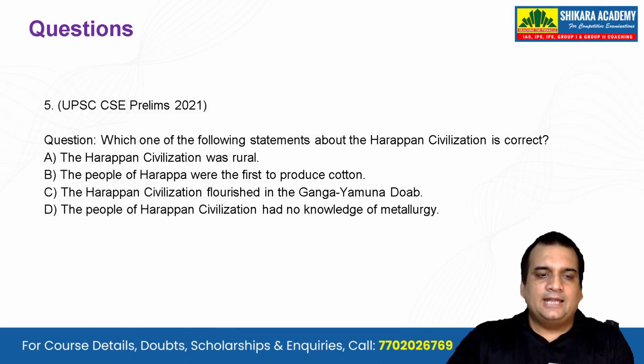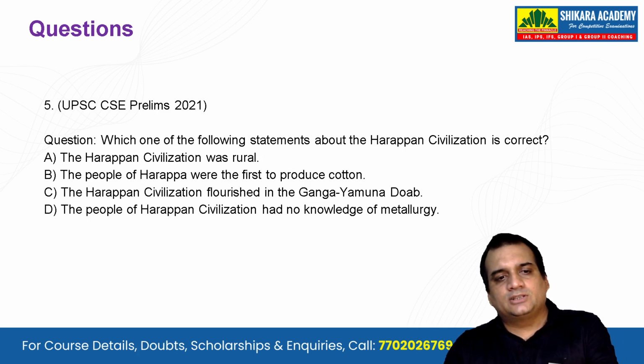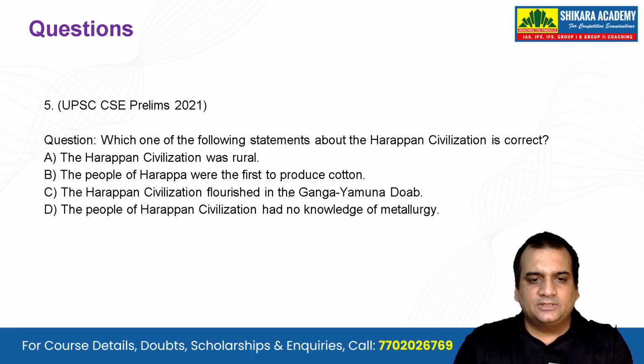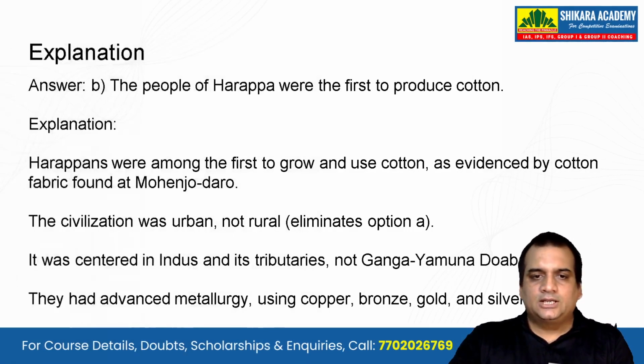Okay. And the next question: which one of the following statements about the Harappan civilization is correct? Harappan civilization was rural. The people of Harappa were the first to produce cotton. The Harappan civilization flourished in the Ganga-Yamuna Doab. The people of the Harappan Peninsula had no knowledge of metallurgy. So we can see that the cotton statement looks like the correct answer, and that is the correct answer, guys.